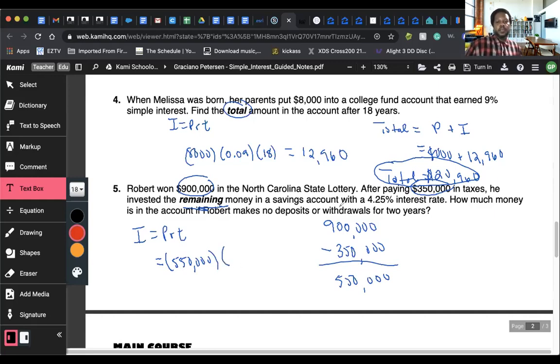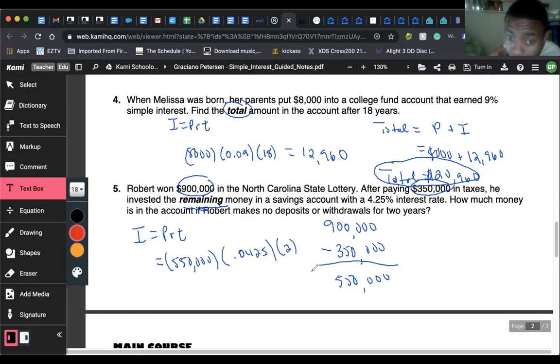The interest rate is 4.25%. But then you take that, it'd be 0.0425. Perfect. And how much time is he going to leave it in there? For 2 years. Good. So I have to multiply these numbers, right? I have to multiply 550,000 times 0.0425 times 2. So what is that going to give me?